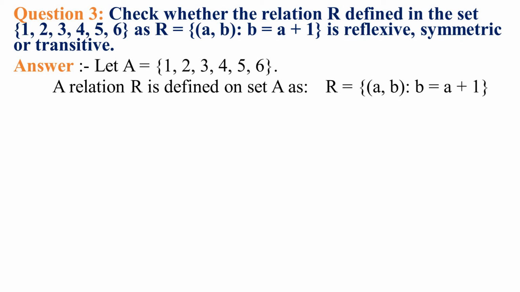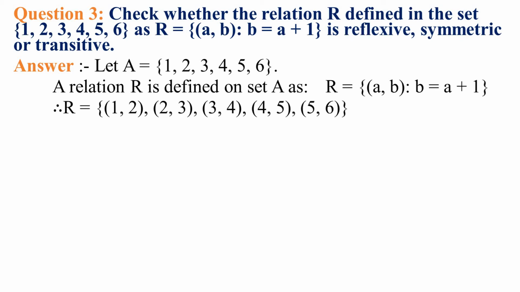Let a = 1, then b = 1 + 1 = 2, and a = 2, then b = 2 + 1 = 3. Next a = 3, then b = 3 + 1 = 4. Similarly 4, 5 and 5, 6. Therefore relation R = {(1, 2), (2, 3), (3, 4), (4, 5), (5, 6)}.